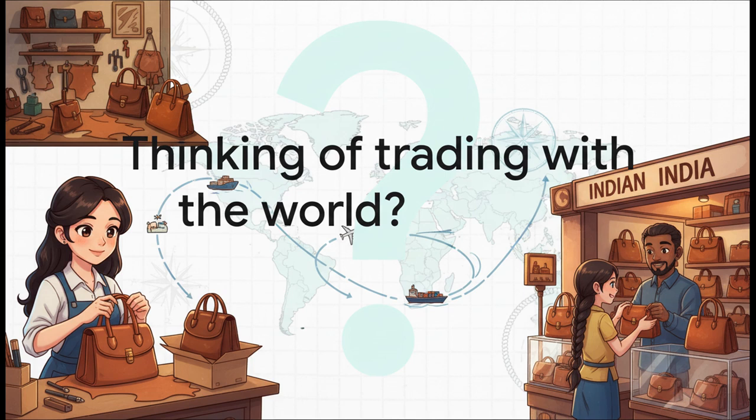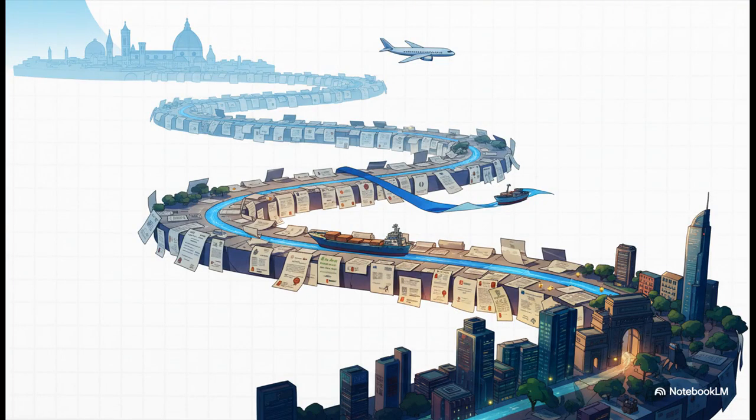Let's make this real. Imagine you want to start a business importing these beautiful handcrafted leather bags from Italy to sell right here in India. Sounds amazing, right? But how do you get those bags from a workshop in Florence all the way to a storefront in Mumbai? You know, the secret isn't just about ships or planes, it's really about a paper trail. This explainer is going to be your roadmap. We'll walk you through all the essential documents that make global trade like this possible, one step at a time.